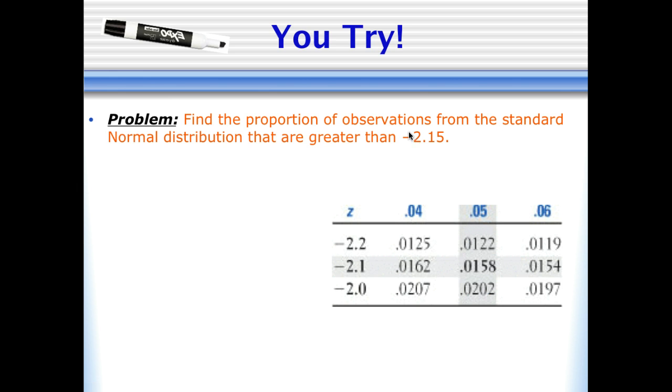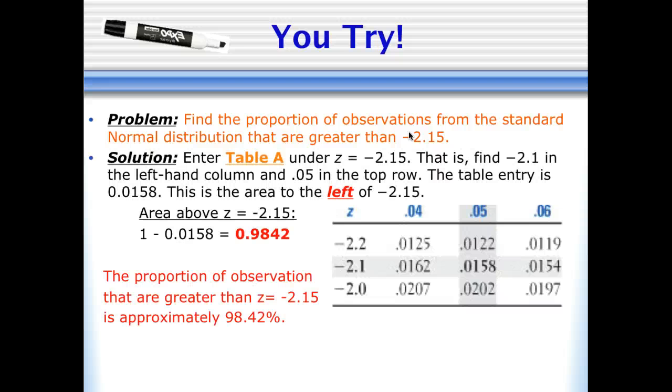So here's my table, and I look up a negative 2.15, and I get an area of 0.0158. A common mistake is for students to report that as their final probability. But once again, that is the area to the left or less than my z-score, and I want the area greater than, which is why I did 1 minus the probability of 0.0158 to get my final probability. The proportion of the observations that are greater than a z of negative 2.15 is approximately 98.42%. You can list your percent either in decimal form or percentage form, just don't forget the percent symbol if you decide to do so.